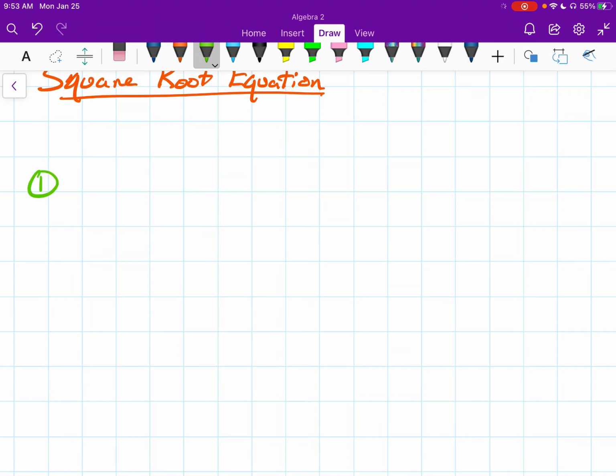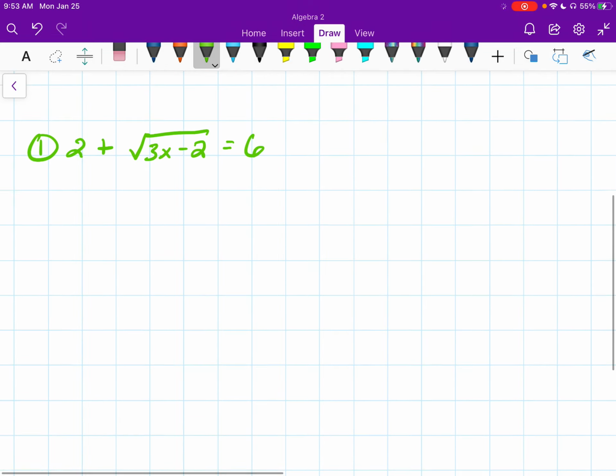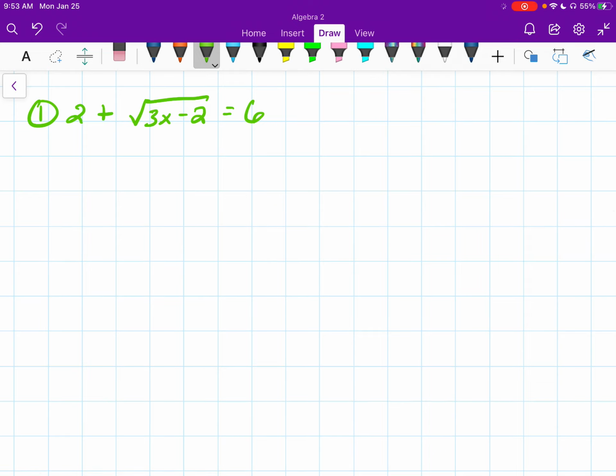Number 1, we're going to have 2 plus the square root of 3x minus 2, and that's going to be equal to 6. Now what's different here, and how this is probably new to anything you've done before, the variable is under the root, and it's not alone. There's other stuff under the root. So to start off, we're going to need to get that root all by itself, right? We're going to want to square this to get rid of the root. To begin with, our root needs to be by itself.